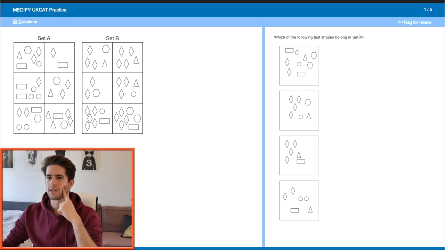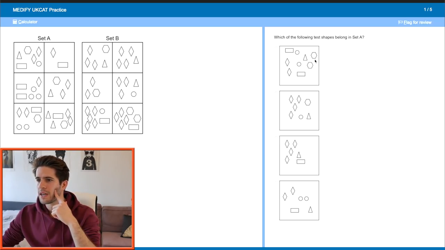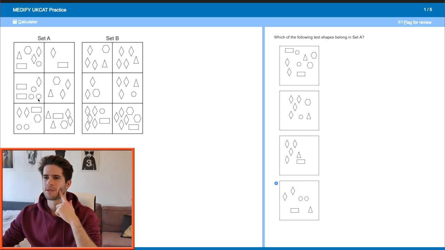So which of the following belongs in set A? I know it needs to be even. So 2, 4, 6, boom. So these must all be odd. Let's double check to make sure. 2, 4, 6. So what's the difference between these two then that would make one of them fit into set A? 2, 2, 2. Here there's always less diamonds than other shapes, whereas here there's always more diamonds than other shapes. So I'm gonna think that that might also play a role. So I'm gonna go with this one for set A.